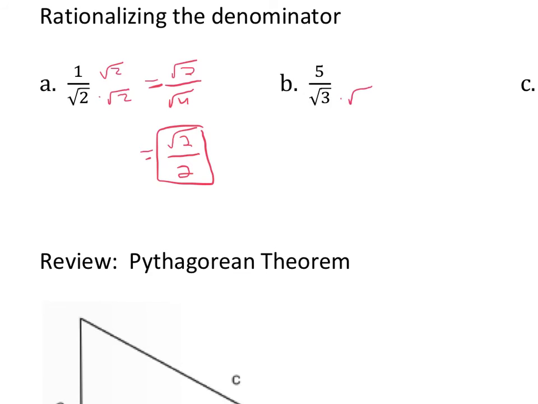Next one. Root 3 is the problem. So we multiply top and bottom by root 3, and you have to multiply top and bottom, otherwise they are not equivalent fractions. So we have 5 root 3 over root 9, which is just 3. And that's simplified.